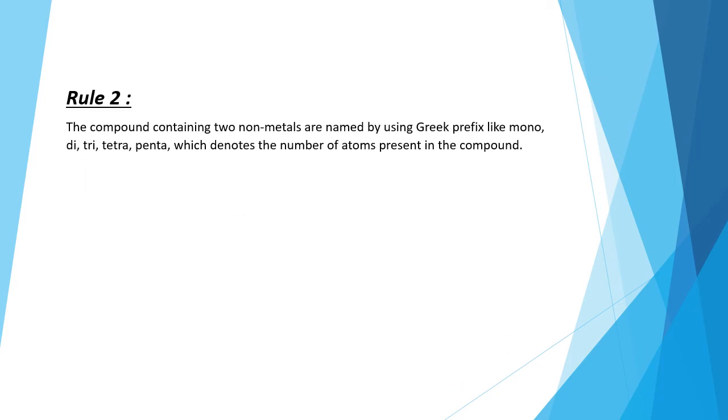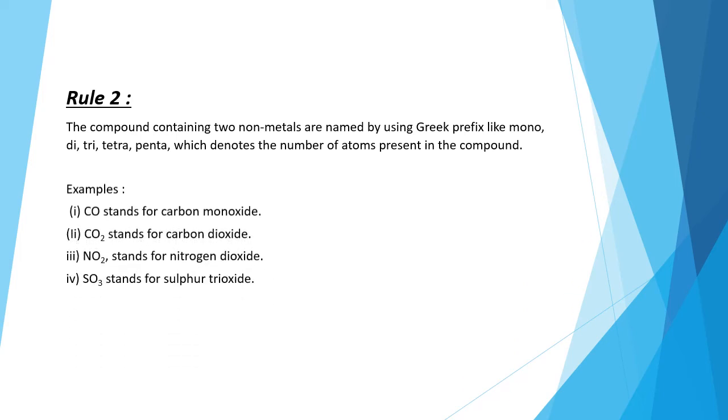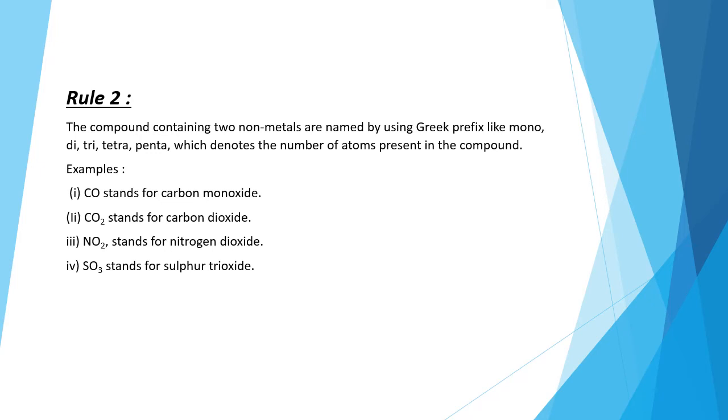Second rule: compounds containing two non-metals are named by using Greek prefixes like mono, di, tri, tetra, penta, which denote the number of atoms present in the compound. For example, CO stands for carbon monoxide. Here, the number of oxygen atoms is 1, so the Greek prefix is mono, so monoxide.